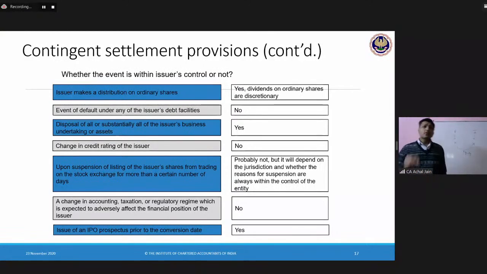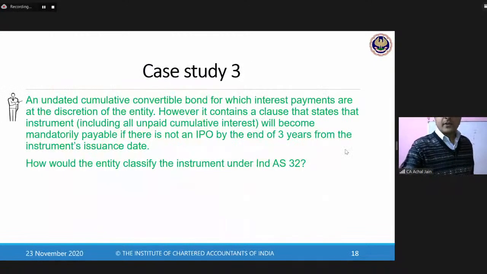Now, these are only examples. Similar to these, there could be various other events which may not be within the control of the issuer, and because of which the issuer may be required to pay cash. That is something that we need to understand at every point of time. Okay, so let's look at one example which again you need to answer, and on the basis of this example we will understand how this contingent settlement provision can impact our assessment of liability versus equity.